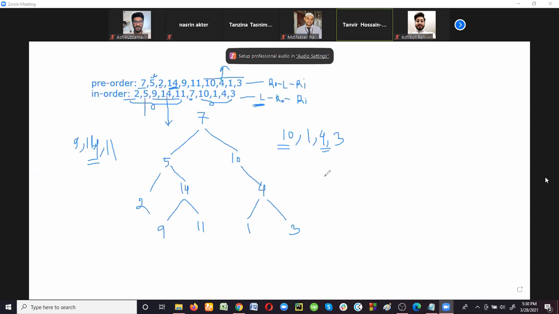After taking 7, it's a binary tree, and this is possible when you take a full binary tree, because then the sequence is fixed: 0, 1, 2, then 3, 4. Without taking the left child you can't take the right child. That's why it is more appropriate to take a full binary tree. Suppose there is another node, 15. So this node number is 5.